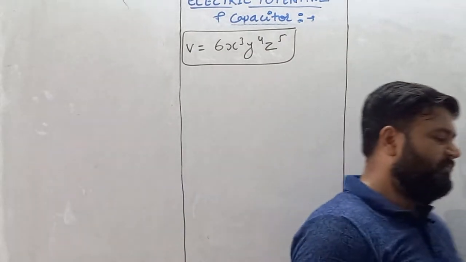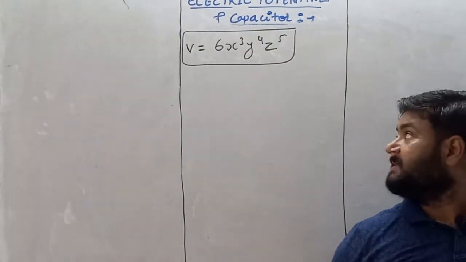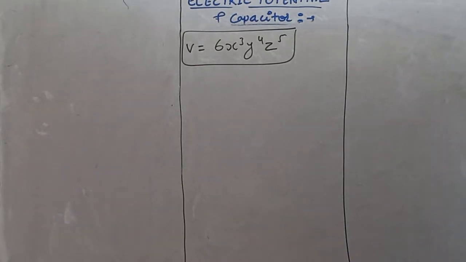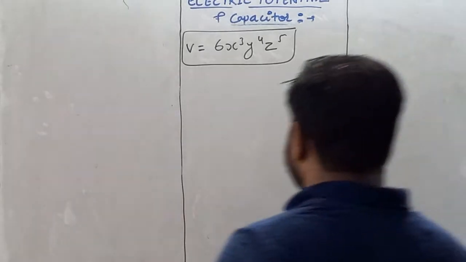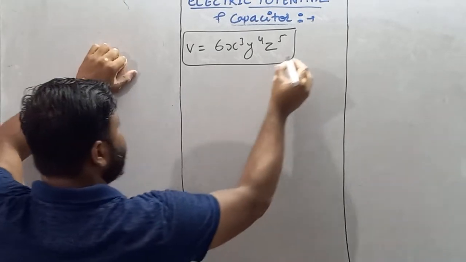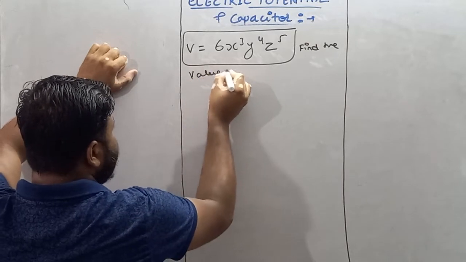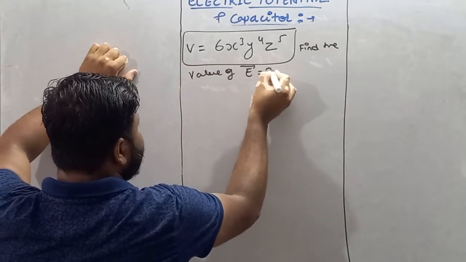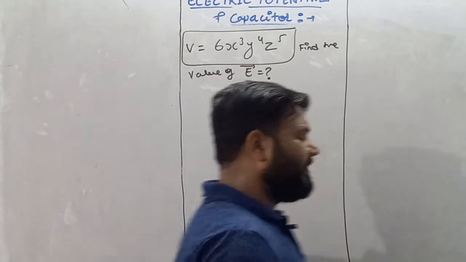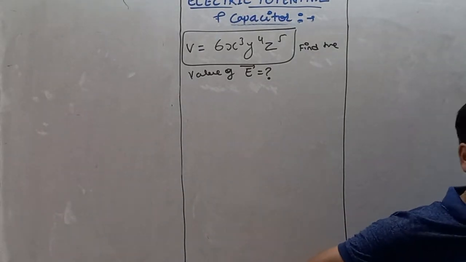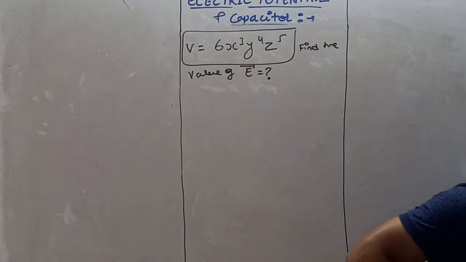If the value of potential is V equals 6x raised to the power 3 y raised to the power 4 z raised to the power 5, then find the value of the electric field vector.